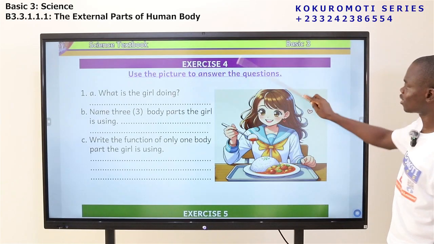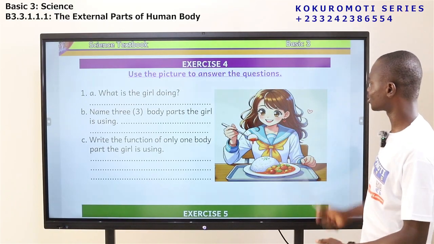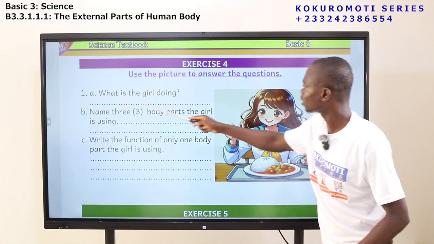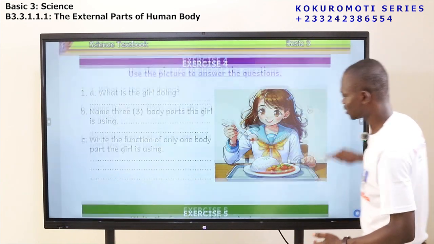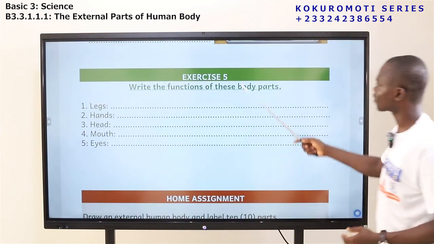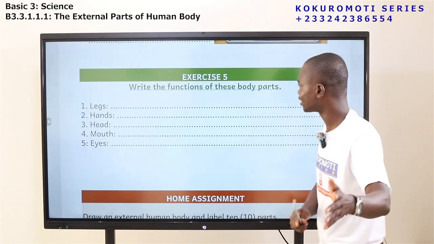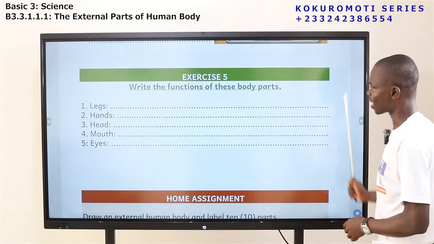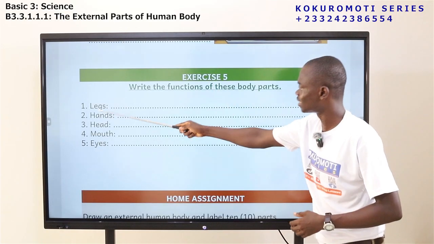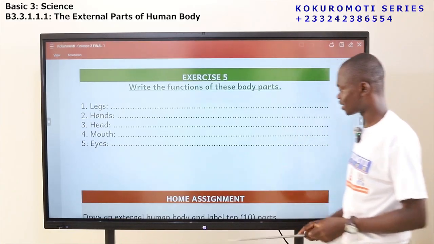Go to this side, exercise 4. We have so many exercises for you. Use the picture to answer the questions. So question 1A, what is the girl doing? Look at this picture. You answer all the questions. Let's come to this side, exercise 5. You can find all these in your textbook. So you use the textbook to do it for me. Write the functions of these body parts. So we have the legs, the hands, the head, the mouth, and then the eyes.